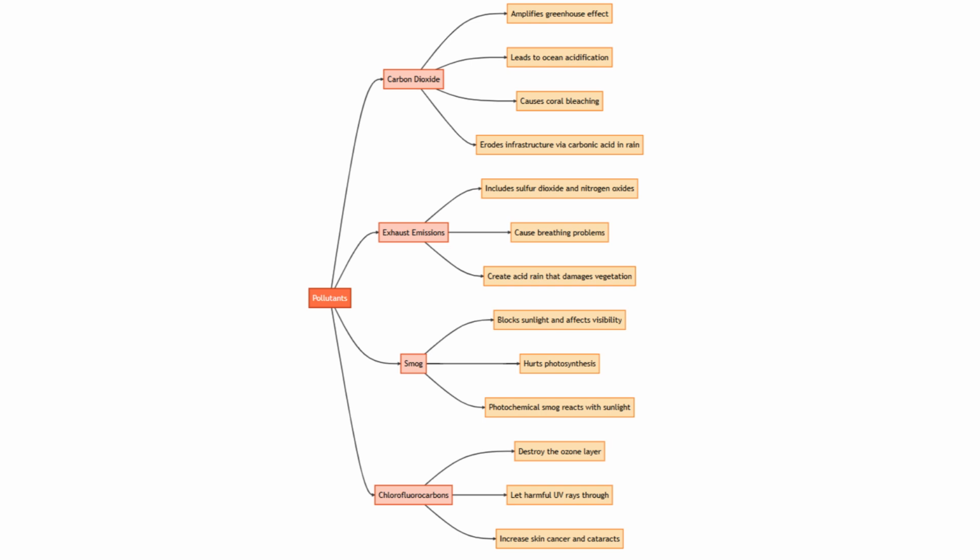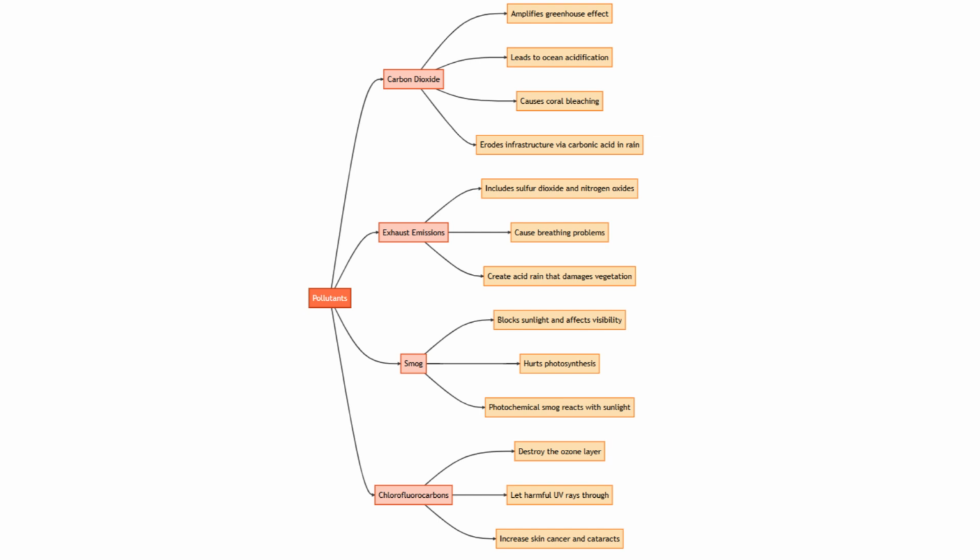Air pollution is often linked to greenhouse gases, and it brings with it a host of issues. Carbon dioxide isn't toxic by itself, but increased emissions amplify the greenhouse effect, leading to ocean acidification, coral bleaching, and even erosion of infrastructure due to carbonic acid in rain. Exhaust emissions like sulfur dioxide and nitrogen oxides come from burning fossil fuels.